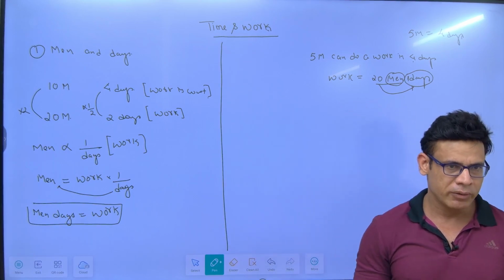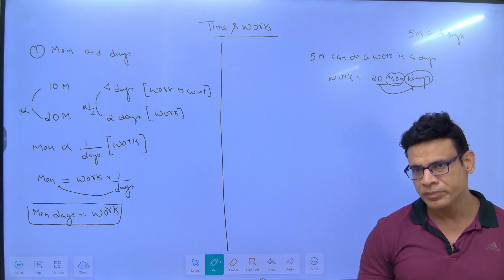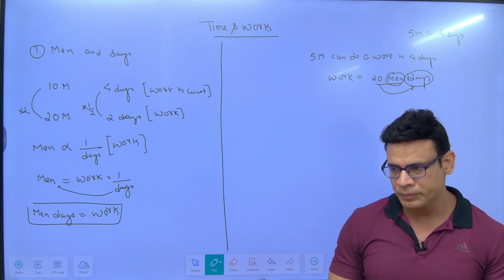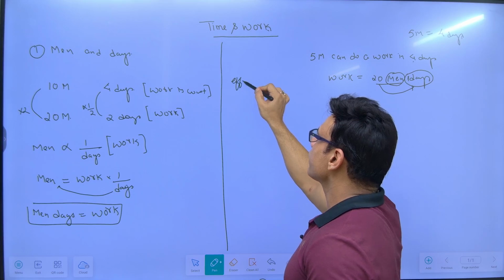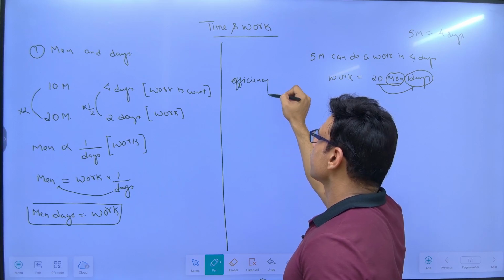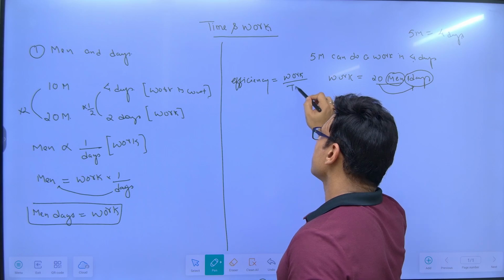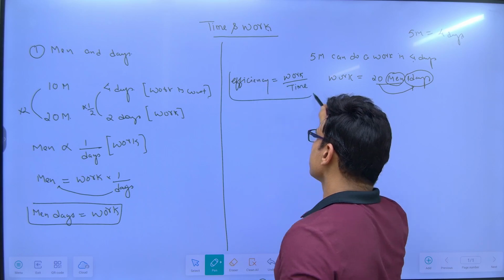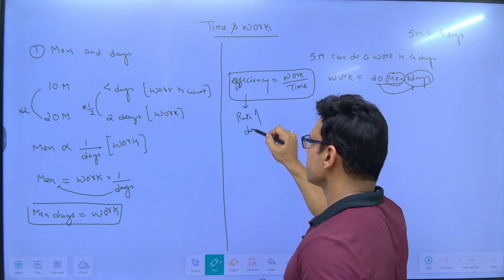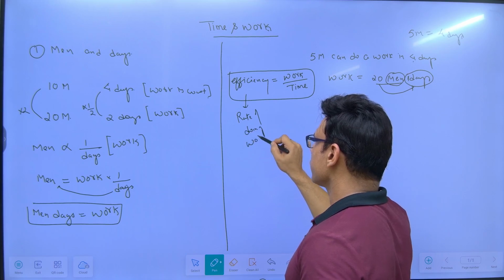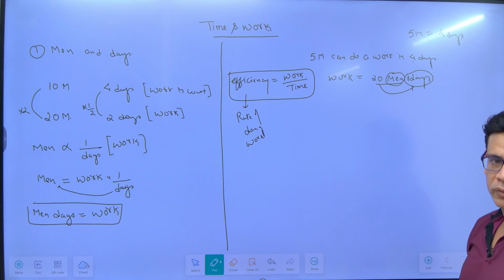When you do some work, there is something called speed of doing the work, also called rate of doing work. That is also called efficiency. If I have to find out efficiency, it is always equal to work upon time. This efficiency is also called rate of doing work.